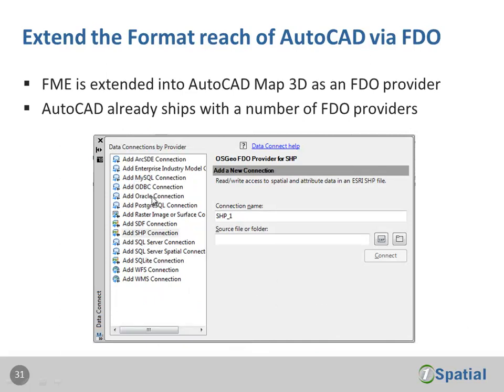This is what the FDO connection window looks like. You can see here the ability to connect to, for example, shapefiles, Oracle database, an ODBC connection, MySQL, and also those web feature and web map services.